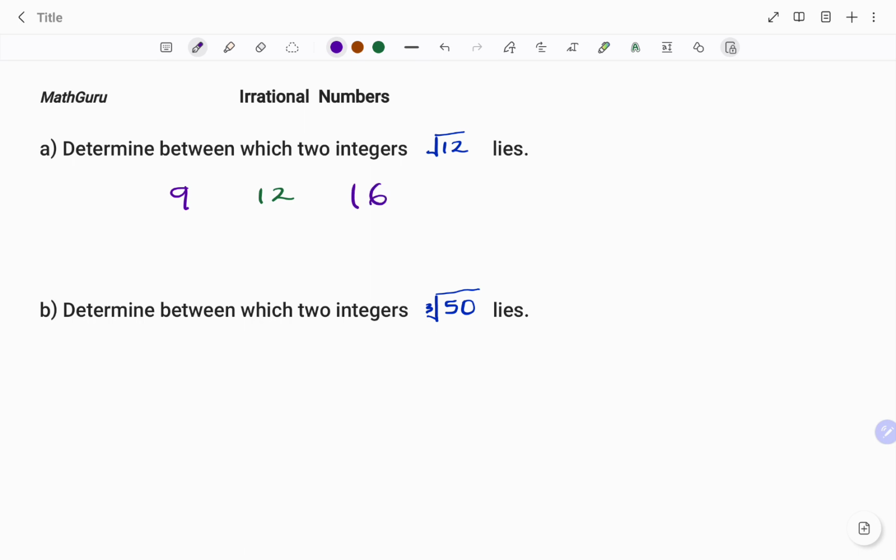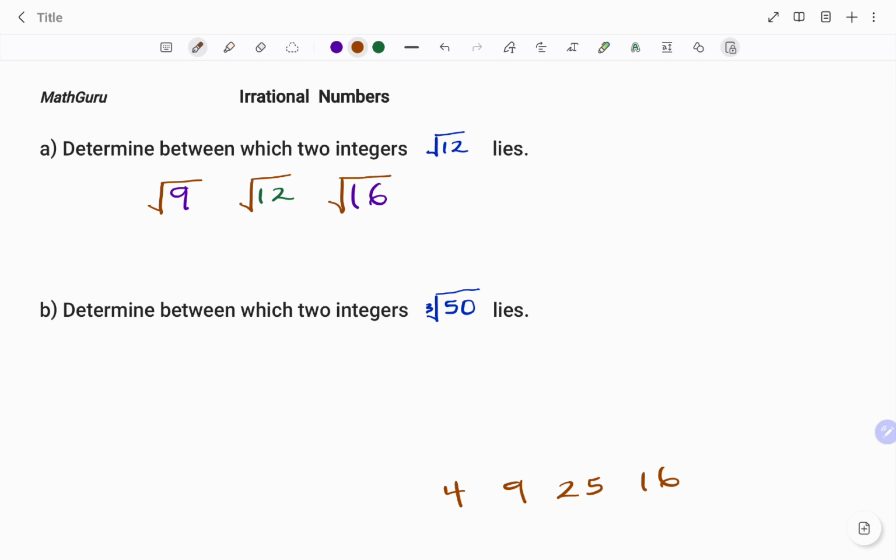I'm going to give you examples of perfect squares below. We have 4 is a perfect square, 9 is a perfect square, 25 is a perfect square, 16 is a perfect square, and so on. So picking that which is immediately less than 12 and immediately greater than 12, we have 9 and 16. The next step is I'm going to find the square root of each of these numbers as shown.